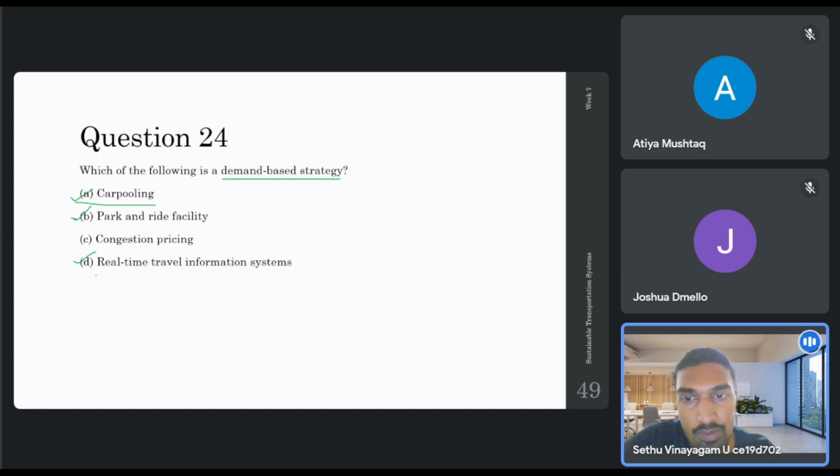And real time travel information system, again, once the system is implemented, you provide the information all the time, right? So if fewer people are using it, you're not going to stop providing the real-time information, or if more people are using it, you're not going to stop the information, and so on, right? So once implemented, real-time information will be provided all the time, right?